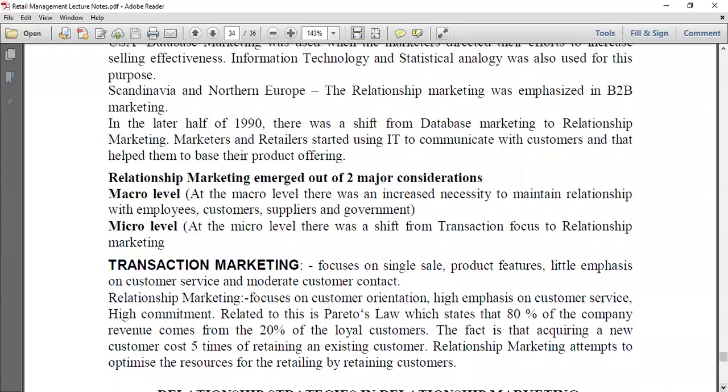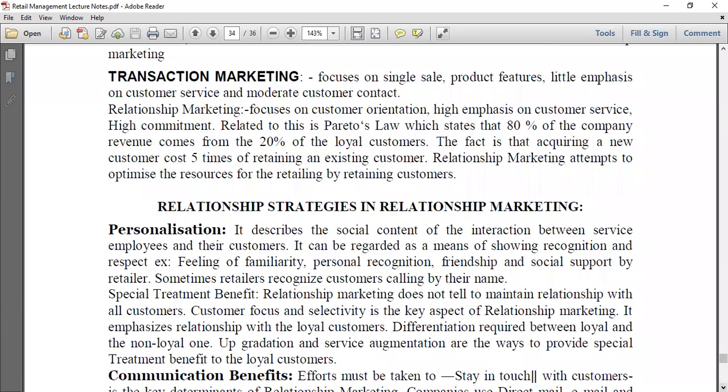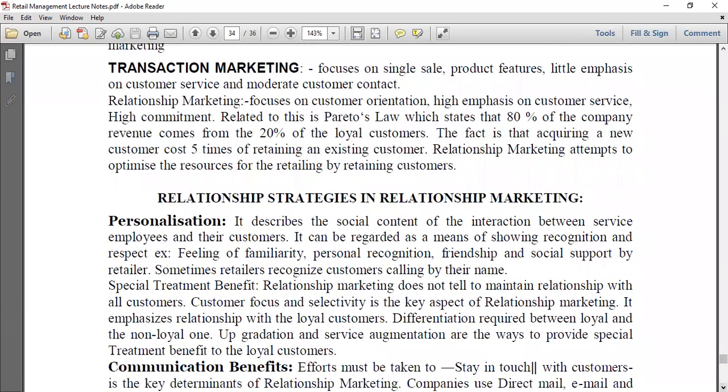So it's no longer one-time marketing, it is beyond one-time marketing. Now, what do we mean by transactional marketing? Transaction marketing focuses on a single sale, on product features, and there is little emphasis on customer service and moderate customer contact. They don't place a lot of importance on that. Right, that's our transaction marketing.